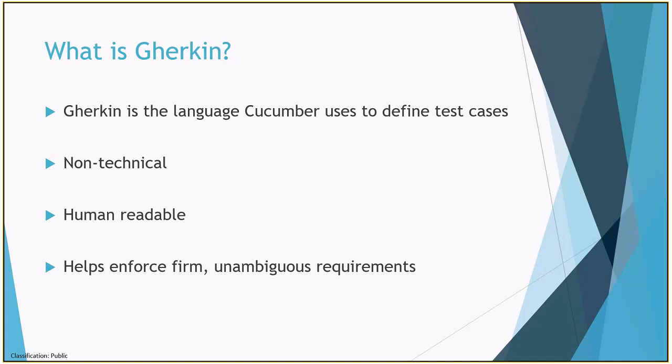So what is Gherkin? Gherkin is a language that Cucumber uses to define test cases. Here in Gherkin, we have separate keywords. We have Given, When, Then, And, But, Background, Feature. There are many keywords. And this is non-technical, purely non-technical. As I was discussing, why BDD? To bridge technical and non-technical members. Simple. It will build a bridge.